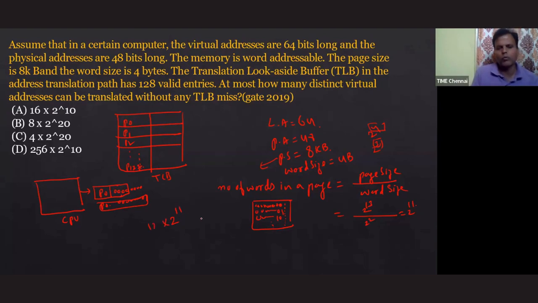So this is 128 into 2 power 11, which I will rewrite as 256 into 2 power 10. So this is the answer, sir. The answer is D. Try to understand this question, because it is a very good question. First of all, most of the time students think that if I have one page, I am generating one logical address.